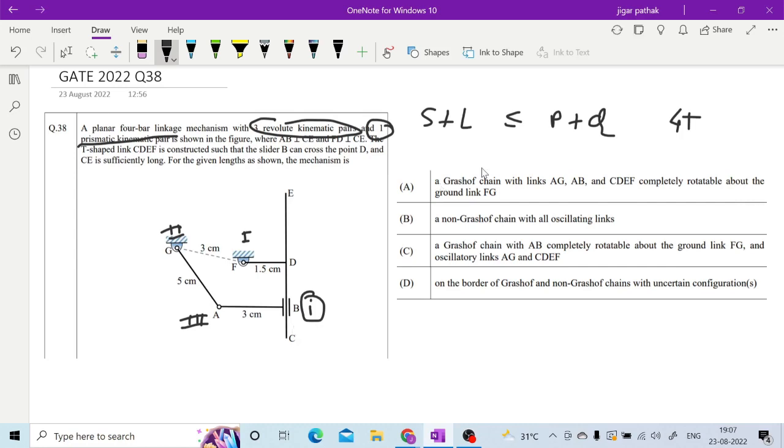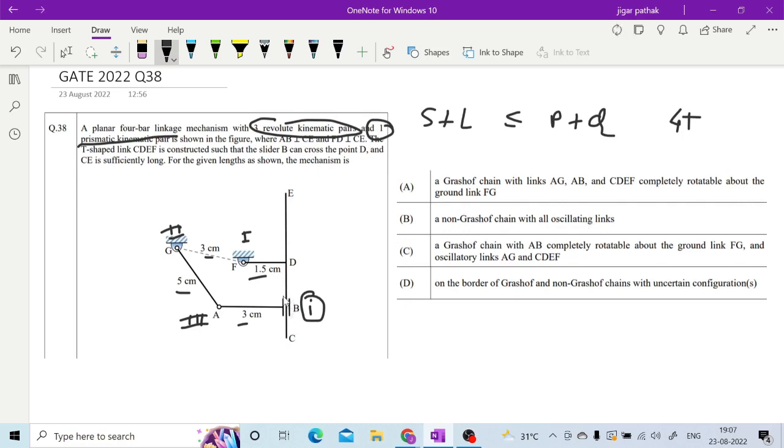So here if you apply this, then you are having the shortest link as 1.5 and this is 5 centimeter, right? So if you add these 2, it is 6.5, which is not less than or equal to the sum of the remaining 2, that is 3 plus 3. So you can directly say that it is a non Grashof chain with oscillating links, but that is not the correct answer.